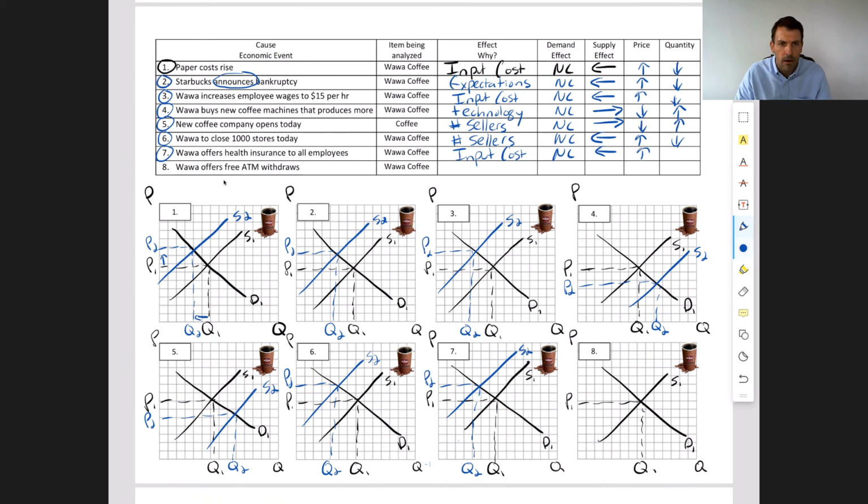Number eight, Wawa offers free coffee with ATM withdrawals. Technically there is no impact as far as the supply curve is concerned. Technically we could argue that that would be a demand curve, and we could argue that those are complements, but since we're learning supply here, we're going to have no impact.